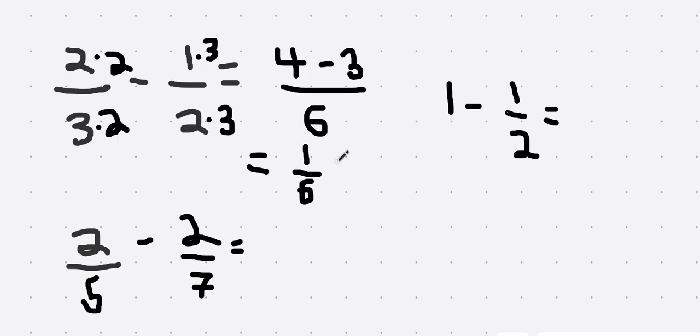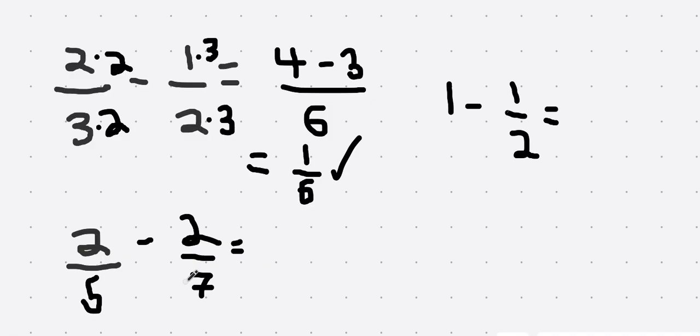Alright, that's the answer. Alright, and now for example 2. This exact same concept, so we have to make the common denominator. So this time it's going to be 5 and 7. So you have to pick a number that both 5 and 7 go into, the lowest number that 5 and 7 both go into.